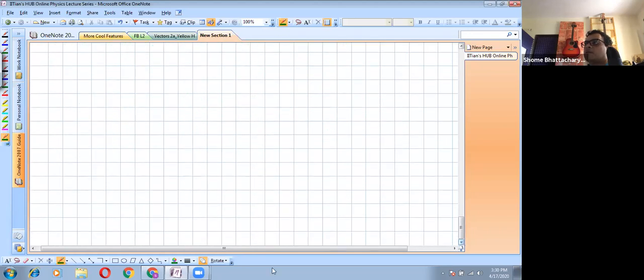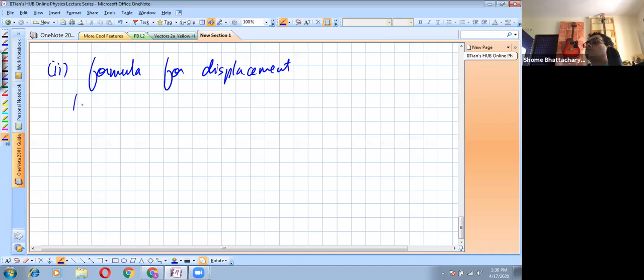Okay. Now the next thing is we want to find out the second part. We want to find out the formula for displacement from t equal to t to t equal to t plus delta t. You have to find this distance. Okay. So what is displacement basically? Displacement is change in position, or it is x final minus x initial.